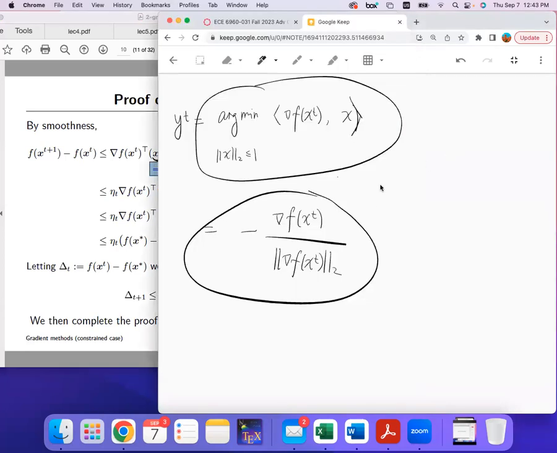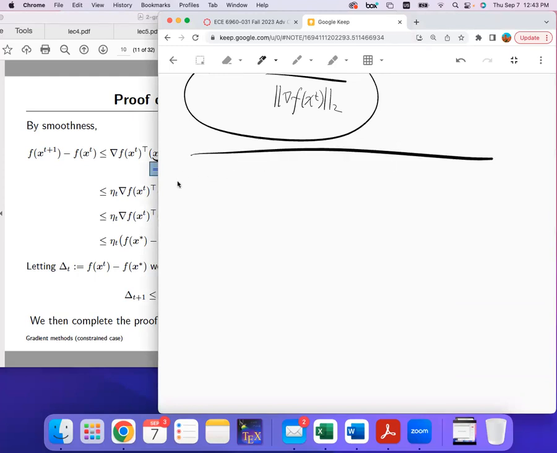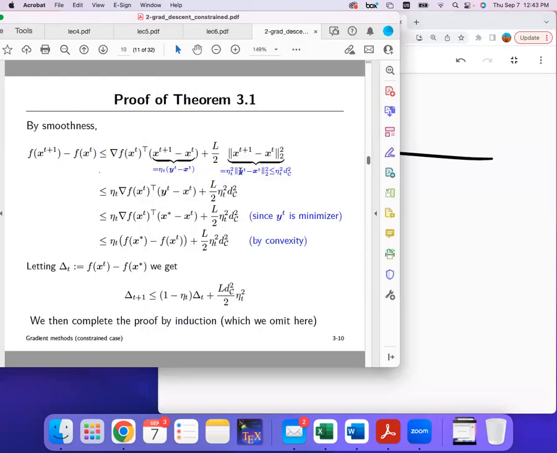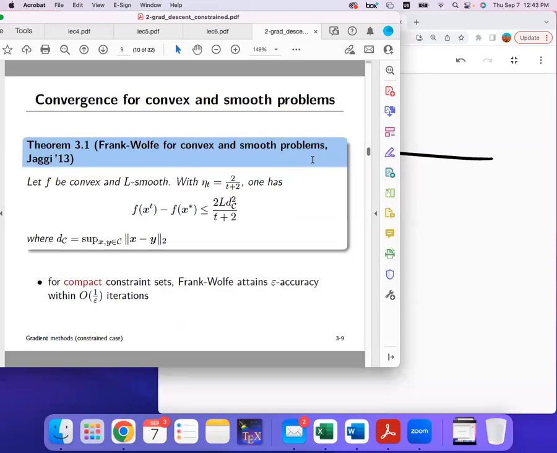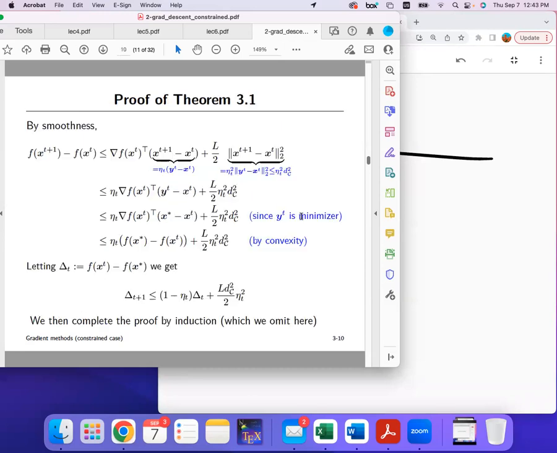Yeah, I need to make a comment here. In order to apply this bound, you need to make sure that both xt and yt are within the constraint. Right? Because this dc is like the maximum distance between 2 points within that constraint. So x and y must be in C. So you need to first argue that these 2 parameters generated by the algorithm will always be inside the constraint.